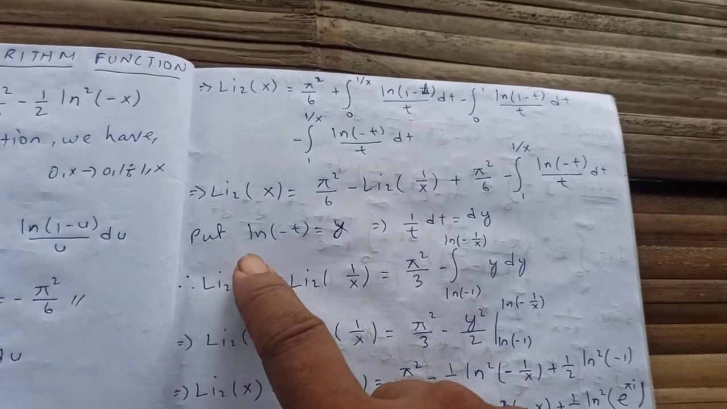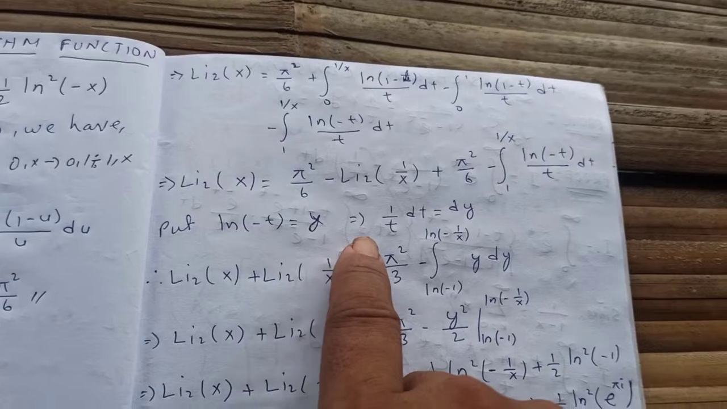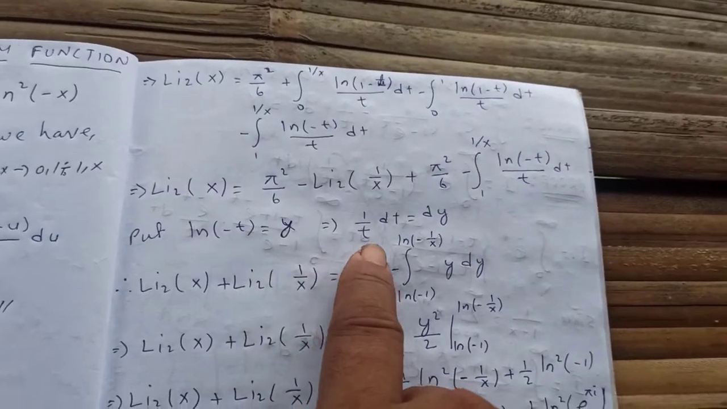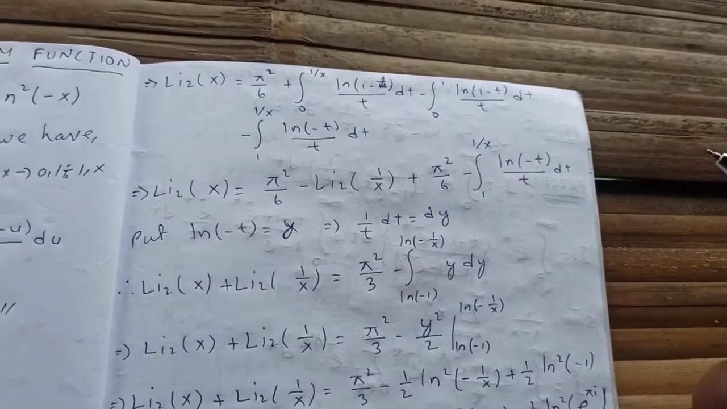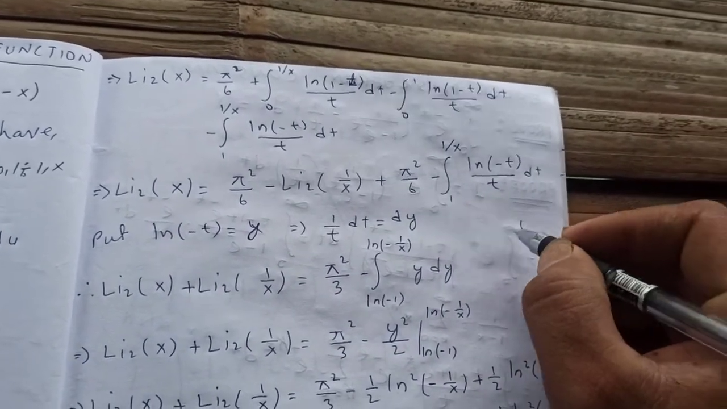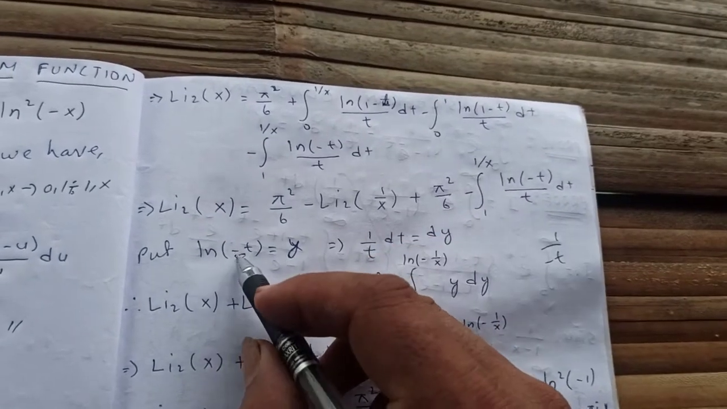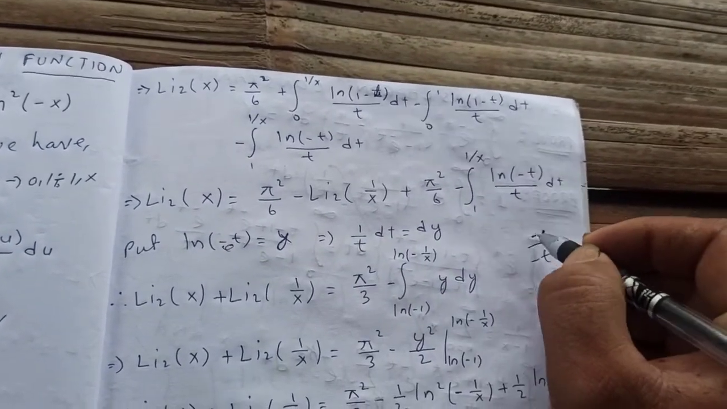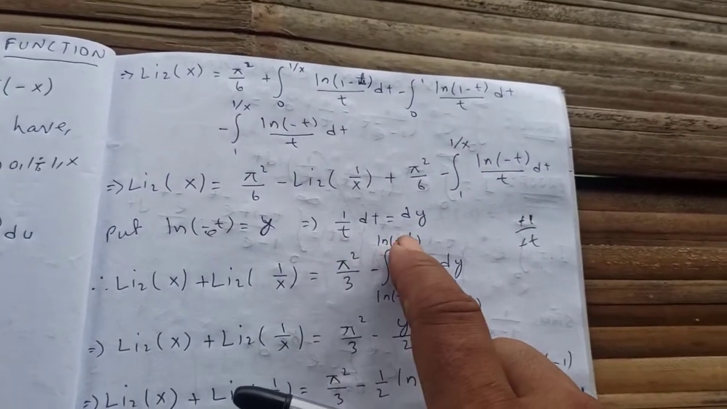Okay. Now putting log negative t equal to y here, you will get 1 over t dt by differentiating it. If you differentiate this, the differentiation of log is 1 over negative t, and differentiating the inside again gives negative 1, so these two get cancelled, right? Therefore 1 over t dt is dy.